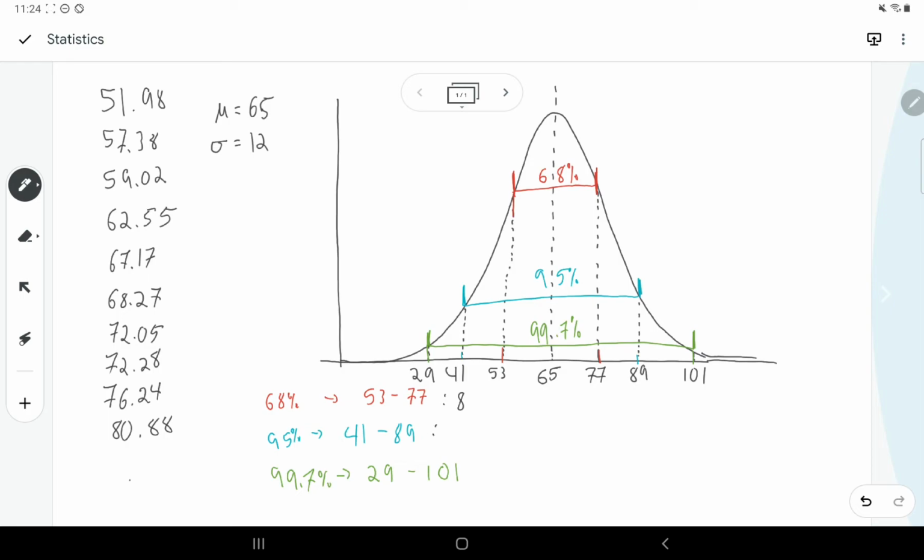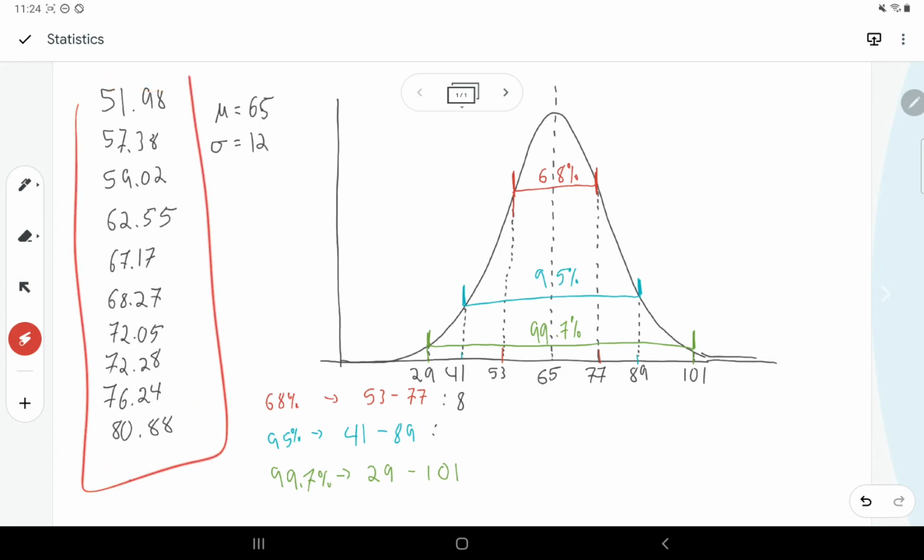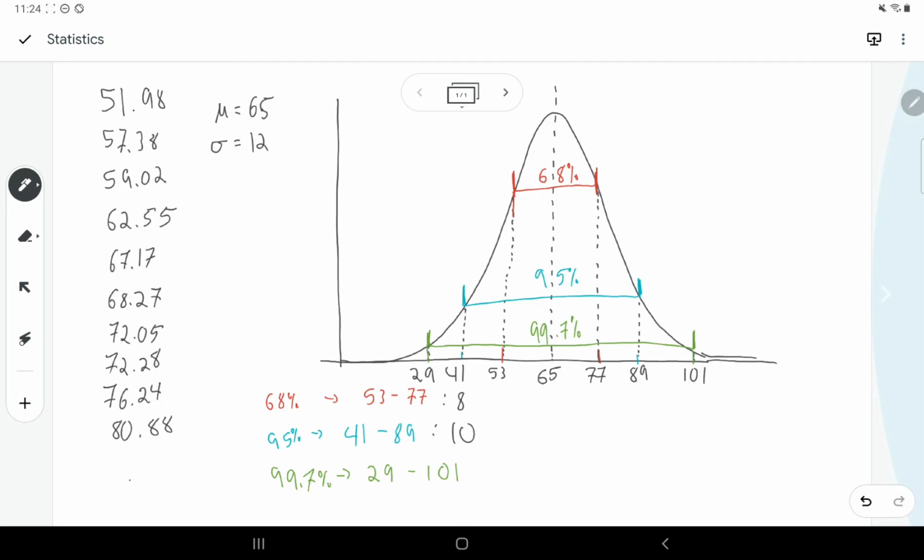Okay, same thing with the next one. We've got 41 and 89. So 51 fits, it's in between. 80 fits, it's in between. So all of them are in between. 1, 2, 3, 4, 5, 6, 7, 8, 9, 10. So you've got 10. And then finally, same thing with the last bin, 29 to 101. 29 is smaller than the smallest value and 101 is larger than the largest value, so it must be all of them. So that's 10.